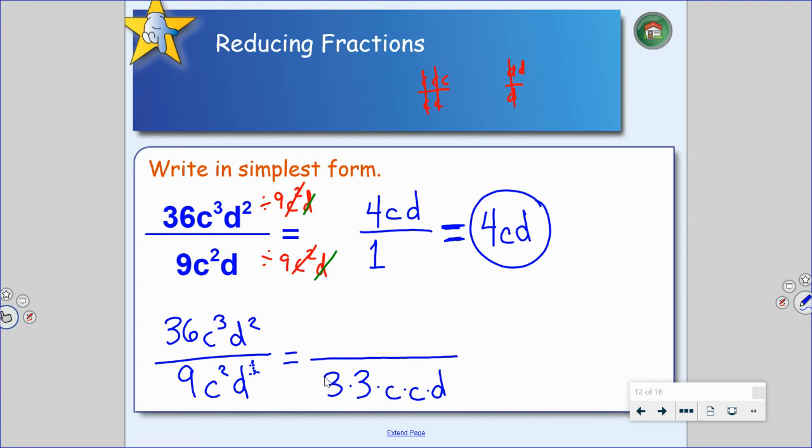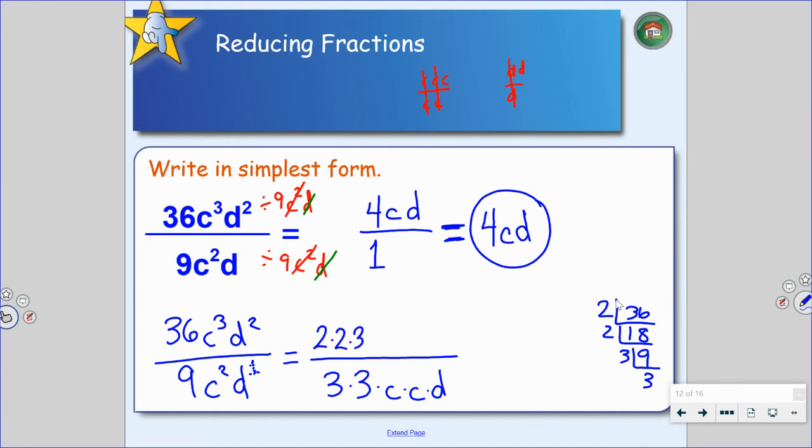Now 36, a little tougher. I'm going to come off to the side and do my upside down division just to remind some folks. 2 goes into 36 18 times, 2 goes into 18 9 times, and 3 goes into 9 3 times, and there are all the prime factors. 2 times 2 times 3 times 3. Let's expand c cubed, and let's expand d squared.